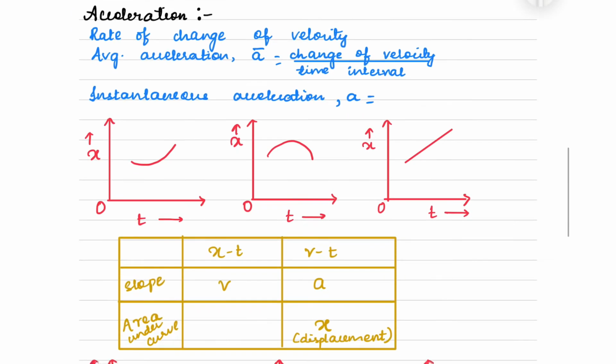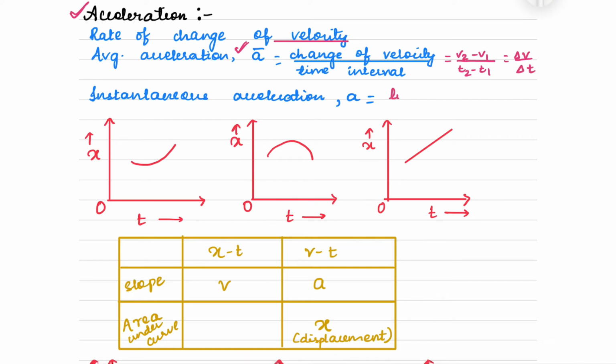Now let us discuss acceleration. Acceleration is the rate of change of velocity. Average acceleration a bar is equal to change of velocity divided by time interval. If v1 and v2 are the velocities of the body at time t1 and t2 respectively, then the change in velocity is equal to v2 minus v1 and the time taken is equal to t2 minus t1. So a bar is equal to v2 minus v1 by t2 minus t1, which is equal to del v by del t.